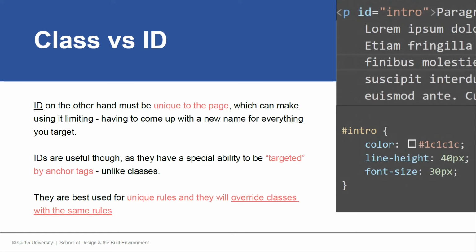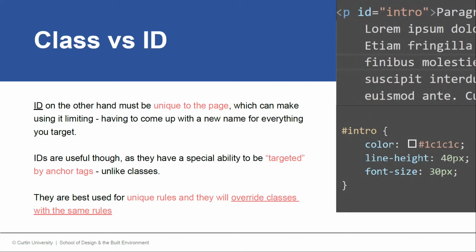So IDs are useful. They have this special ability that classes don't have, where they can be targeted by anchor tags. And this is really good for when we make a one-page scrolling website. We actually make our navigation target sections in our page by using IDs, so that's why they're very useful. But generally, I would stick to classes for naming things. They're best for unique rules as they override classes with the same rules.